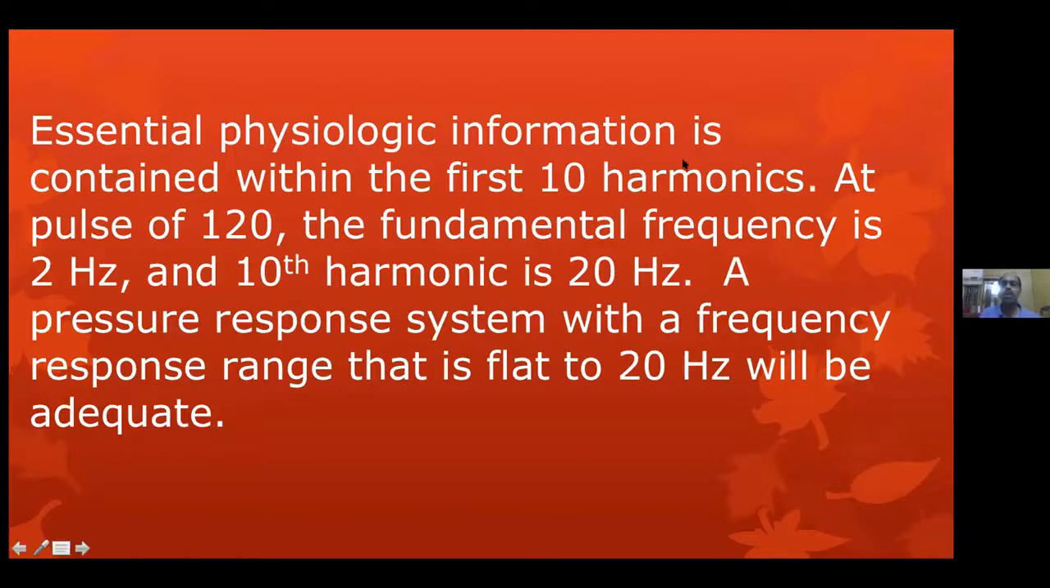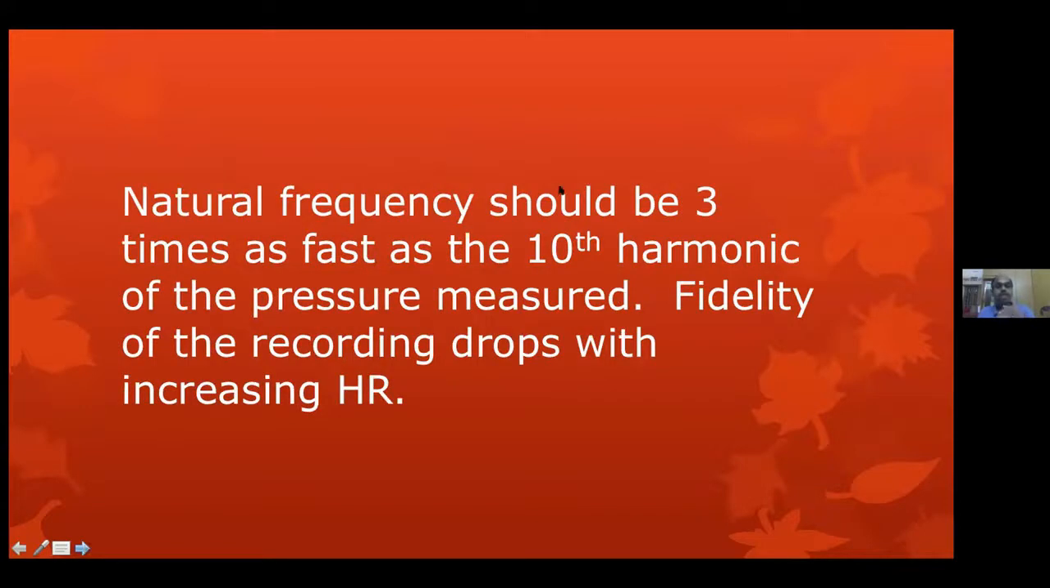Now coming back to this slide, the essential physiological information is contained within the first 10 harmonics at a pulse rate of 120. Since the 10th harmonic is 20 Hertz, if you have a flat frequency response in the first 20 Hertz, that is adequate. Ideally the natural frequency has to be more than 3 times the 10th harmonic that we want to measure. I will come back to this slide a short while later. The natural frequency should be 3 times as fast as the 10th harmonic of the pressure measured.